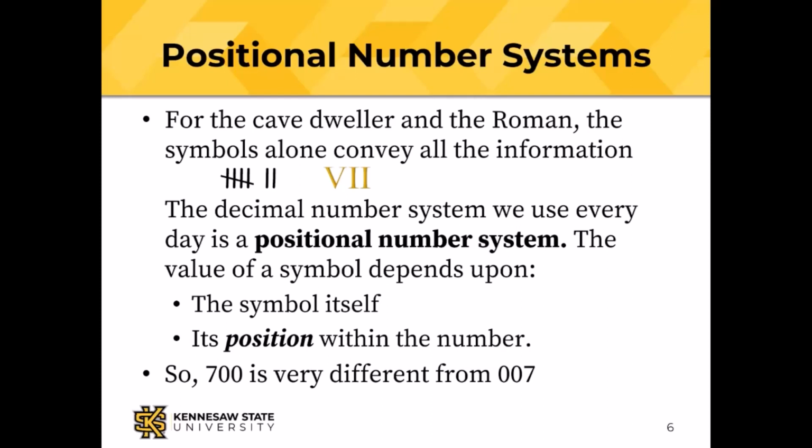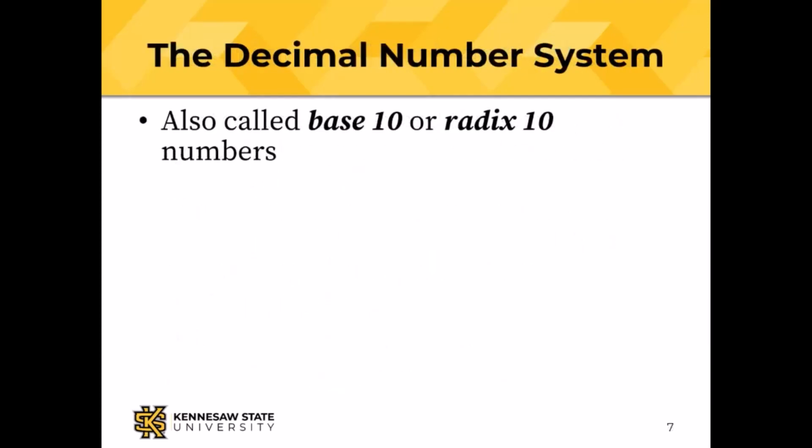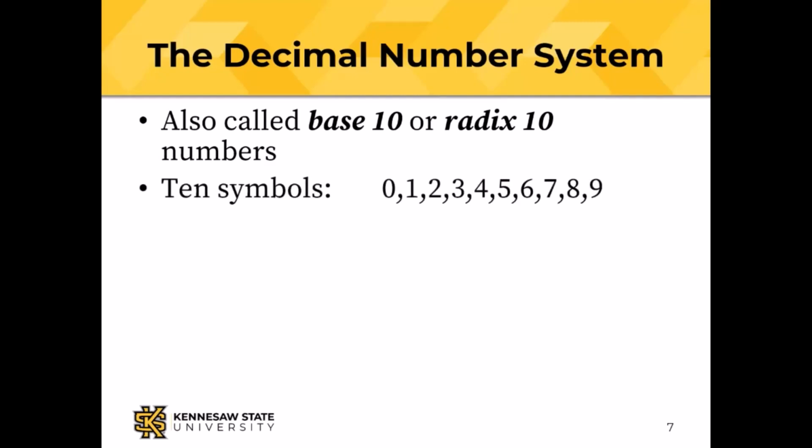What we're going to do is expand on it, and I wanted to be sure that everybody started from the same point. The decimal number system is also called the base 10 system or radix 10 number system. All 3 of those terms mean the same thing. There are 10 symbols, starting with 0: 0, 1, 2, 3, 4, 5, 6, 7, 8, 9.